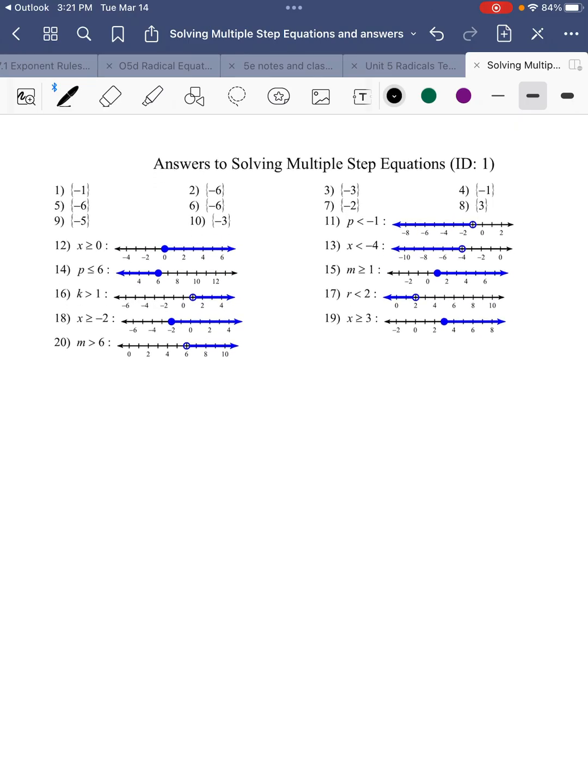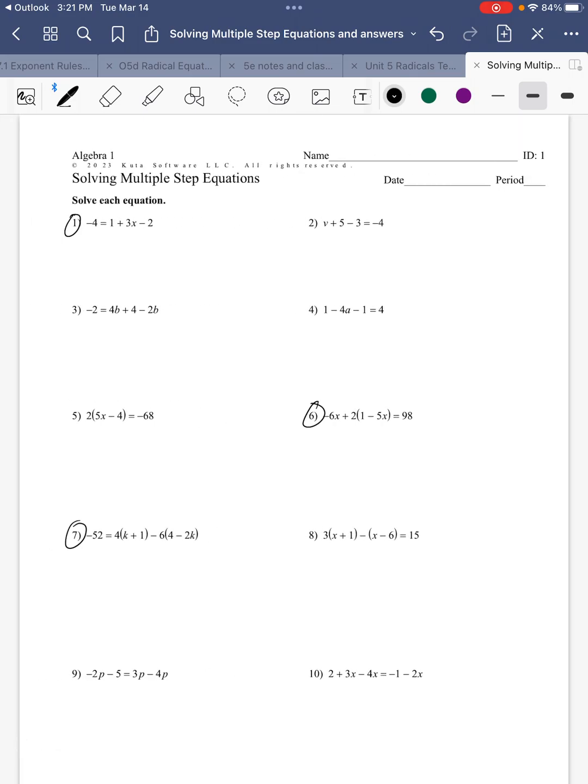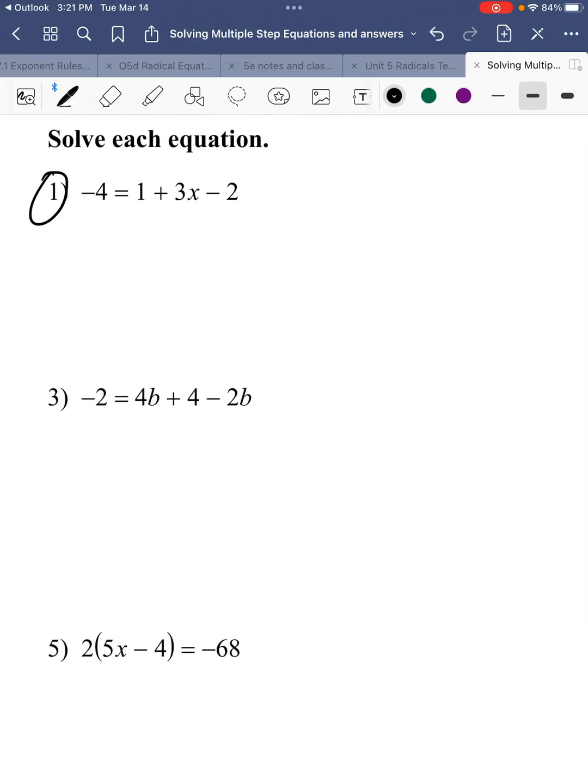We do have the answers that are available right here, so you can always check your work. But I need to see work to be considered complete. So I'm going to do some problems that are very similar to others. I'm going to start with number 1, solving equations.